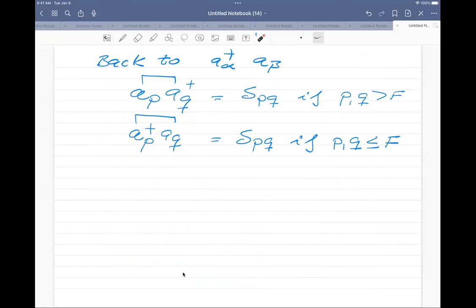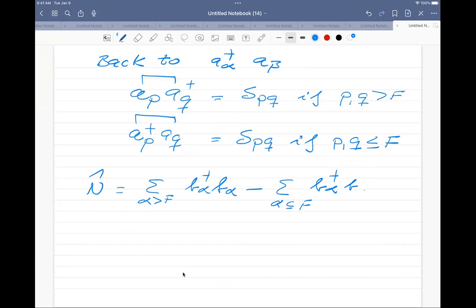So it takes some time to digest this because I introduced these new operators, but I want to go back to these because they give us a more simplified notation. So if I look at the number operator, remember that it was given as the sum over alpha larger than F of B alpha dagger B alpha, this is a number, and then there was a minus sign for the states below the Fermi level, of B alpha dagger B alpha, and then I had plus N. This is something I will now rewrite.